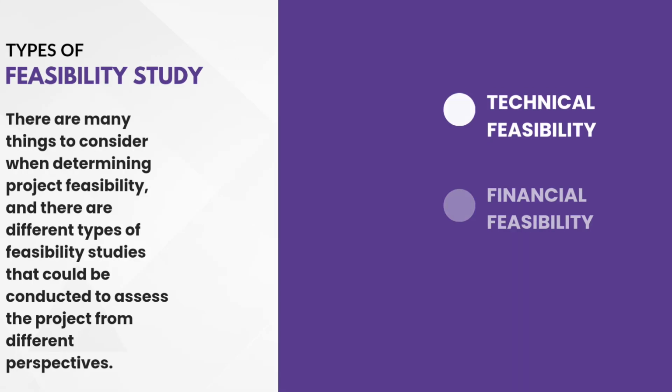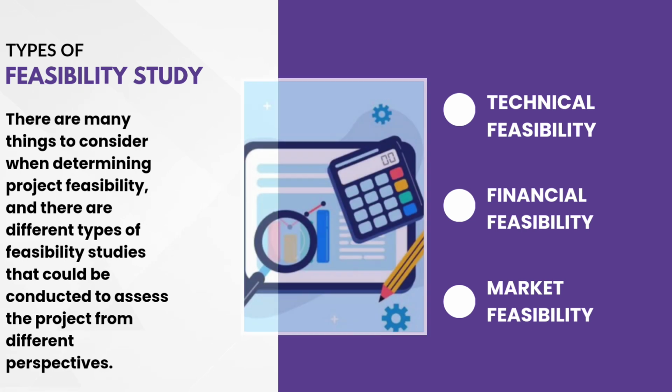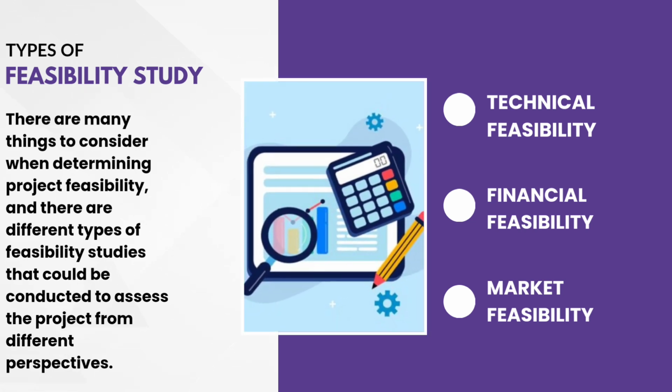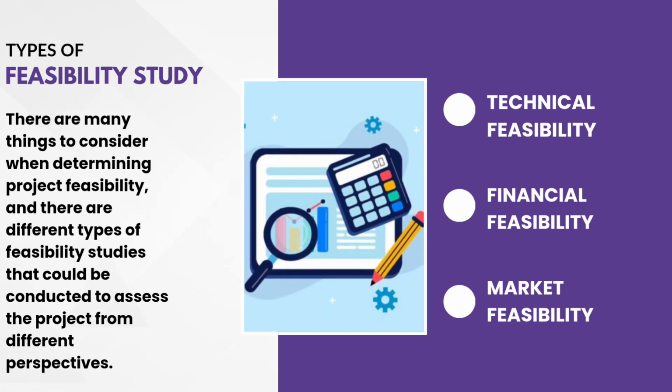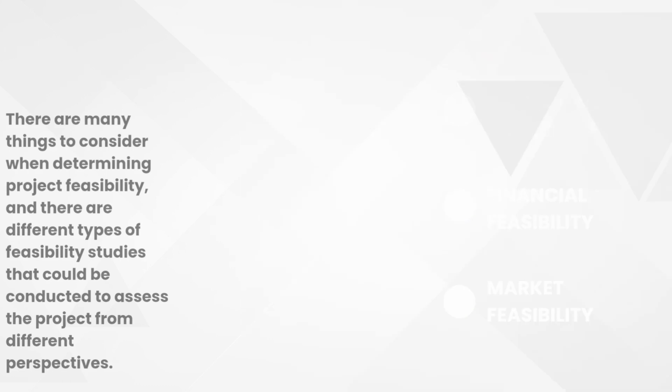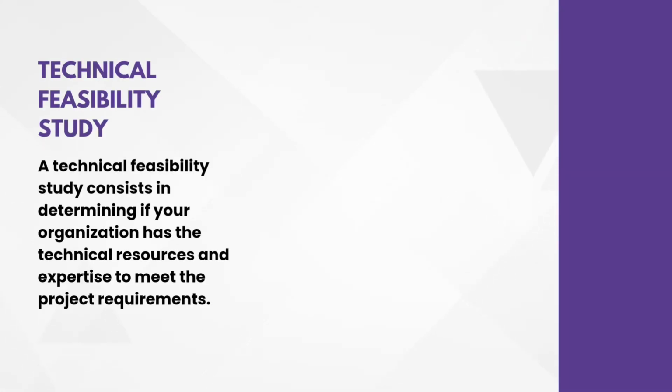Now, there are so many things to consider when determining project feasibility, and there are different types of feasibility studies we might conduct to assess the project from different perspectives. In this video, we'll understand the three major feasibility studies: technical, financial, and market feasibility. So first is technical feasibility study.